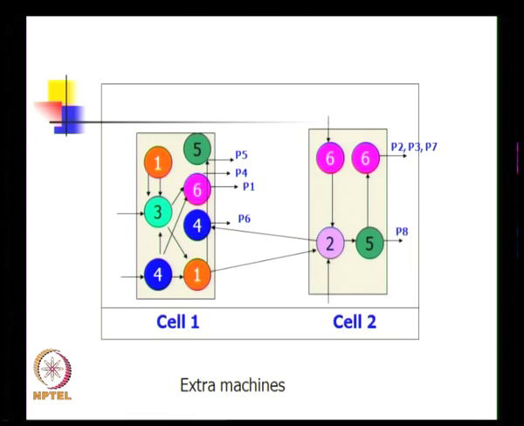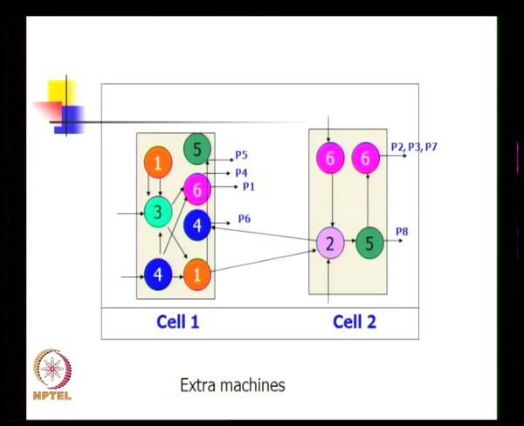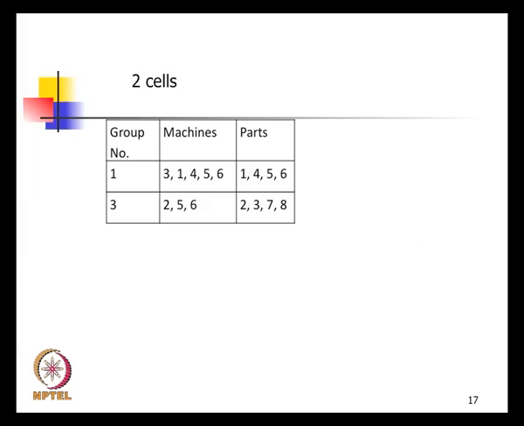Now, let us go back and see how the 2 cells are going to be laid out. The first cell has machines 3, 1, 4, 5 and 6, and the second cell has machines 2, 5 and 6. Now, you realize that this picture has 2 machines of 1 and 2 machines of 4, and this has 2 machines of 6. Let us assume we start with 1 machine of each type. We will have 1, 3, 4, 5 and 6 that are here, and 2, 5 and 6 which are in the other one. Now, let us take each of these parts.